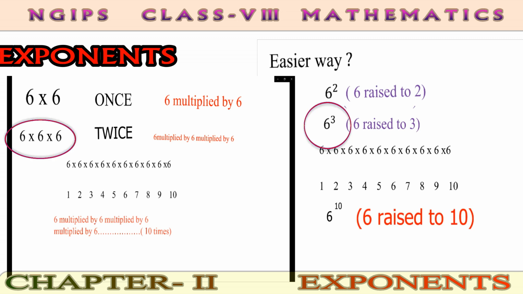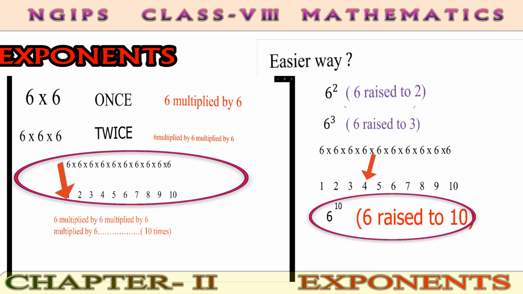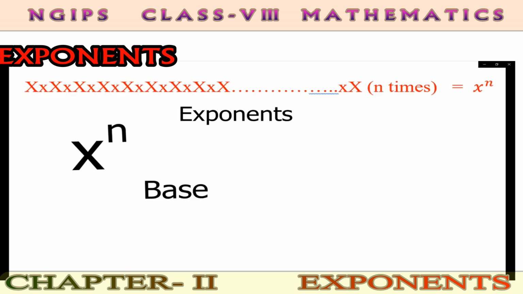How do we get a 3 in the superscript? That's because we have 3 sixes here, and in the final example we have 10 sixes. We write this long string of 10 sixes as 6 raised to 10. If we have any number, say x, multiplied by itself many times, we write it as x multiplied by x multiplied by x and so on. If there are n number of x in this product, then we can write it as x raised to n.